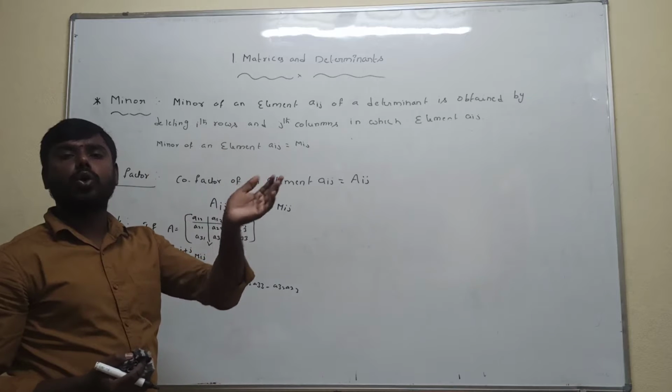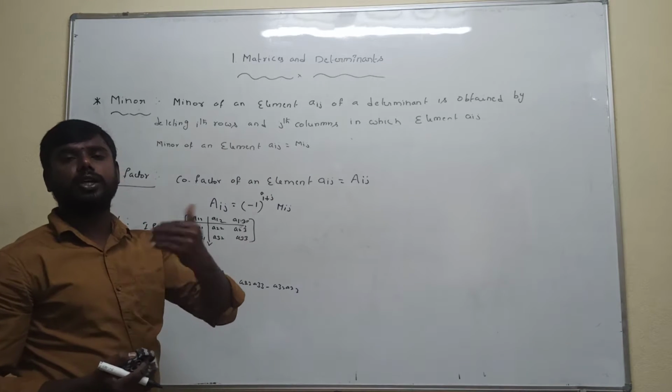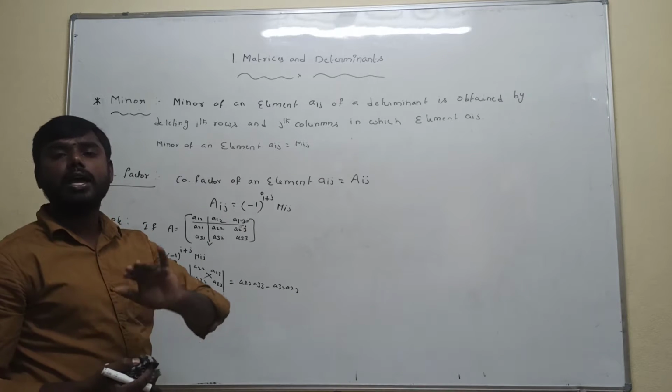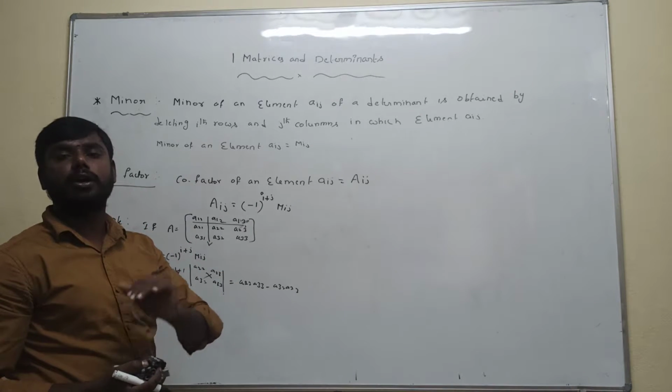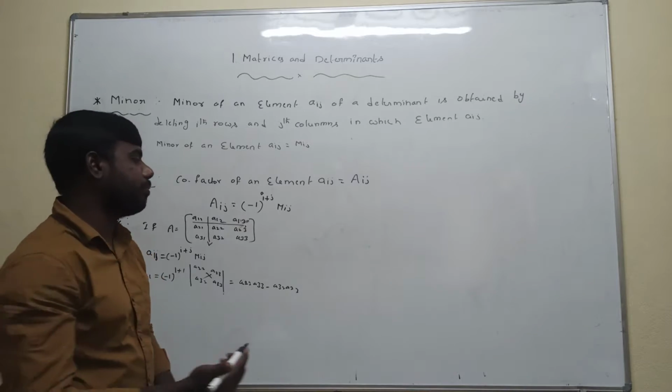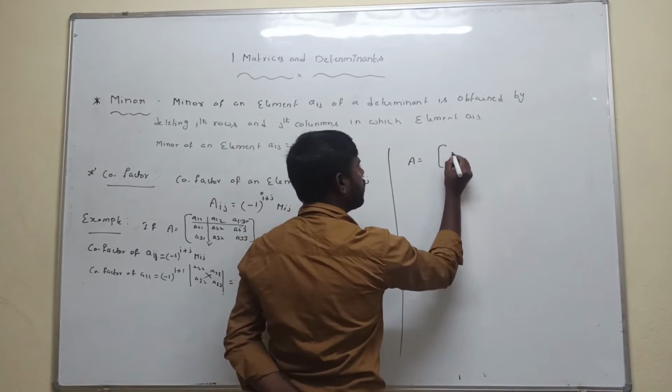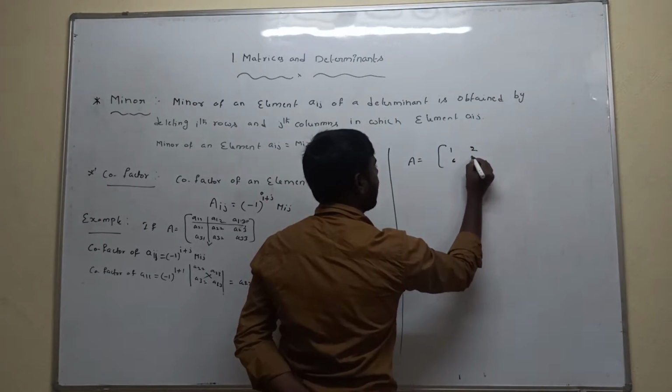Deleting ith rows and jth columns, then the remaining elements of the determinant, it is called a minor. Very, very simple. What is the definition of the minor? Suppose you are taking capital A is equal to 1, 2, 6, 8.